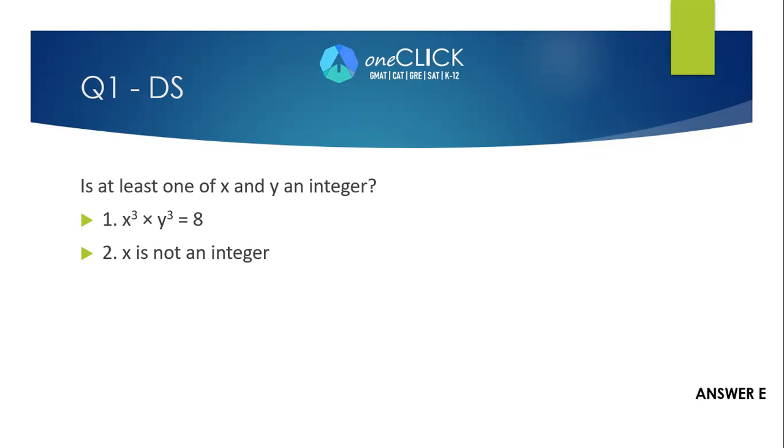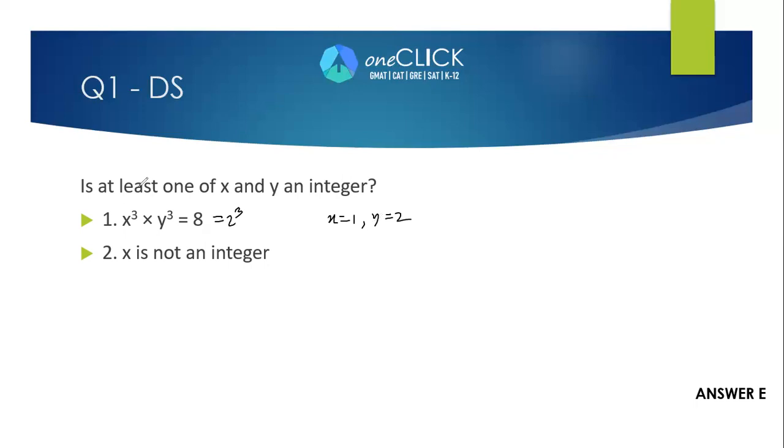So it's E here, okay? Let's go through this quickly. Why is it E? So what is it saying? They're asking: is at least one of them an integer? Now the first statement says x cube times y cube is 8. As you can see, 8 is 2 cube. So you can easily have x is 1, y is 2, and you can have this.